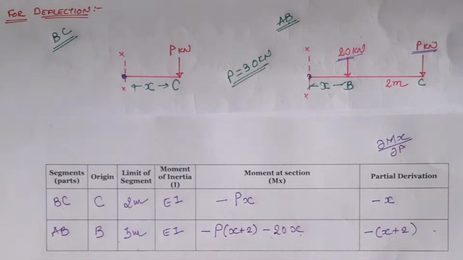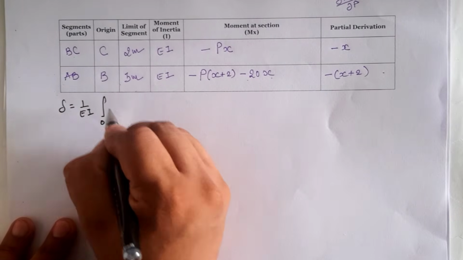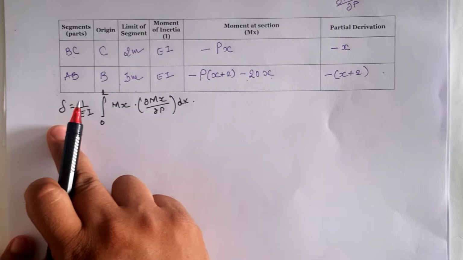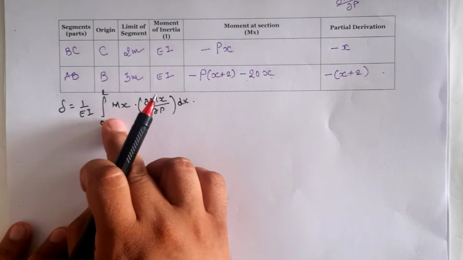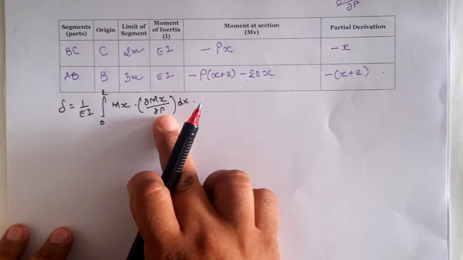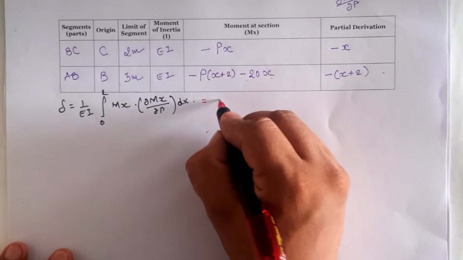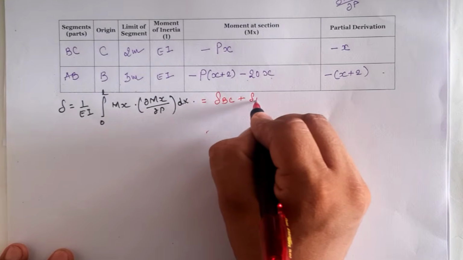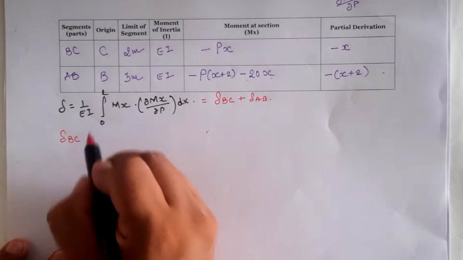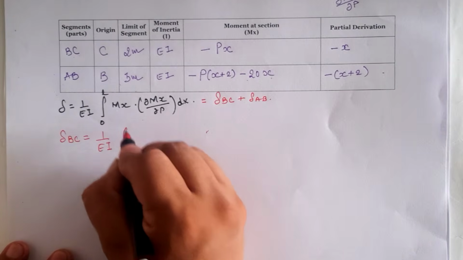Now using Castigliano's theorem, we have delta at a particular location equal to 1 by EI times the integration over the entire span of the moment at the section into the partial derivative of the moment with respect to the arbitrary load, into dx. Now we have two segments, so delta is delta of segment BC plus delta of segment AB. First let us calculate segment BC, so it is 1 by EI, and for the BC span our limit is 0 to 2.